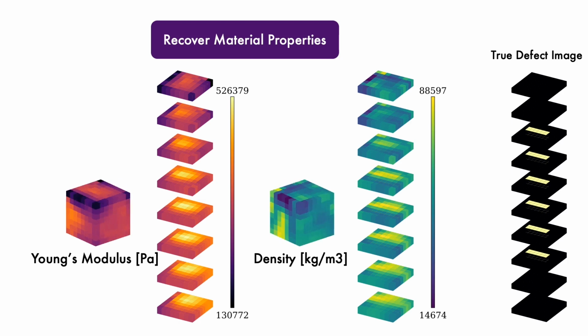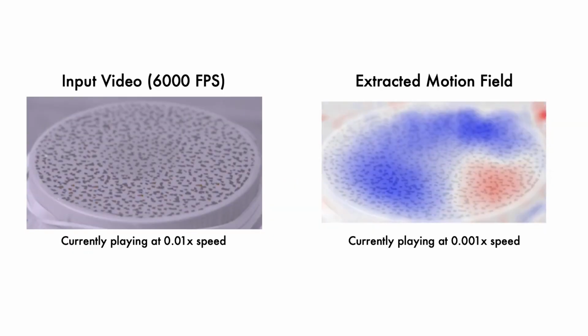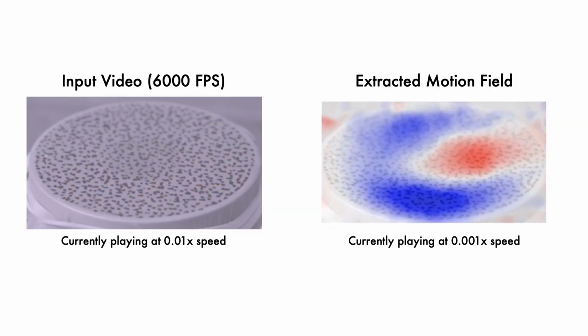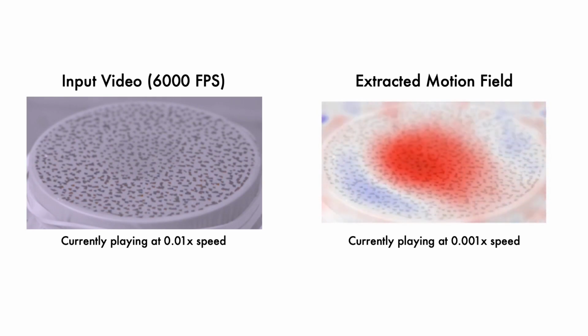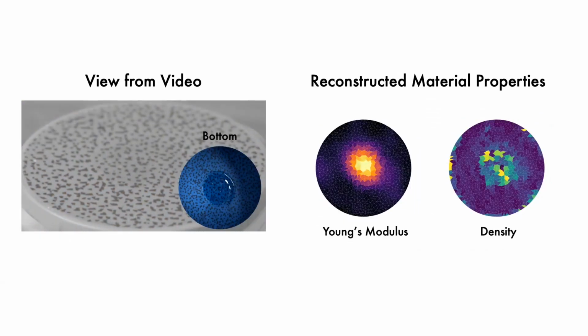In this example, by utilizing the image space modes that are observable in simulated videos, we're able to identify an interior defect. In addition to synthetic experiments, we demonstrate our method on a data set of real videos of drum heads. In this example, the drum head has a stiff region in its center, a defect that was introduced by painting gel onto the underside of the drum top.